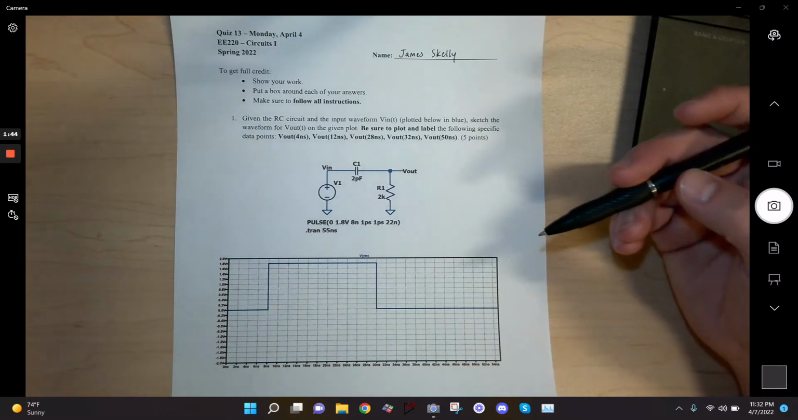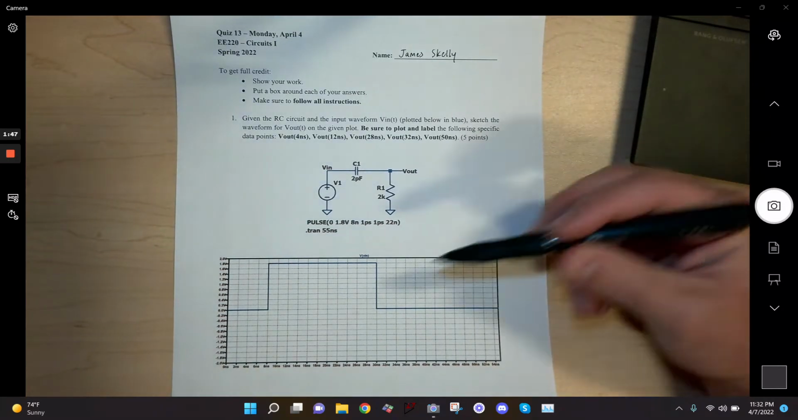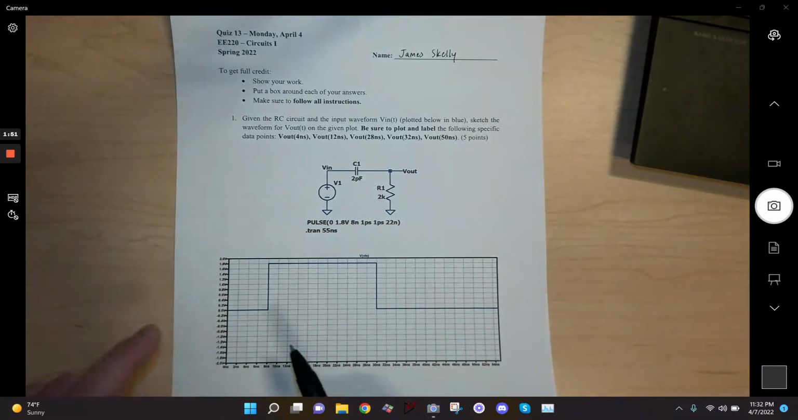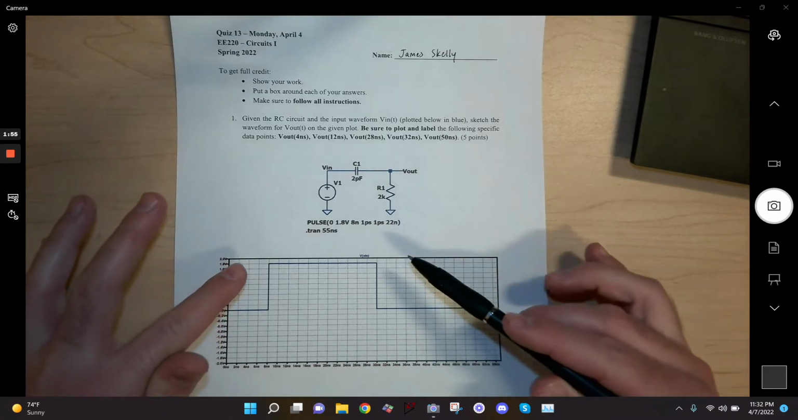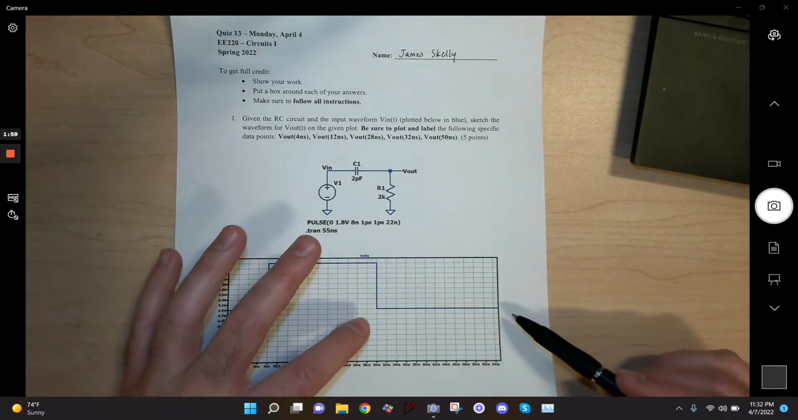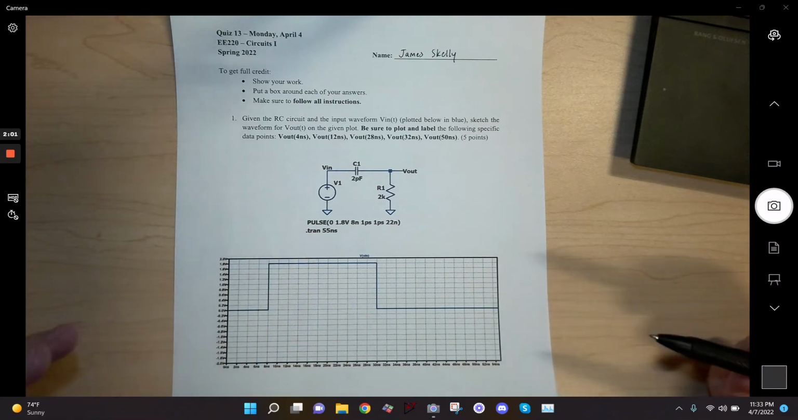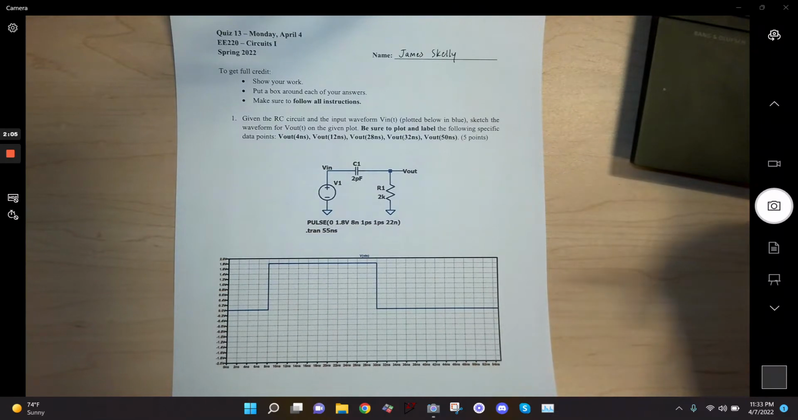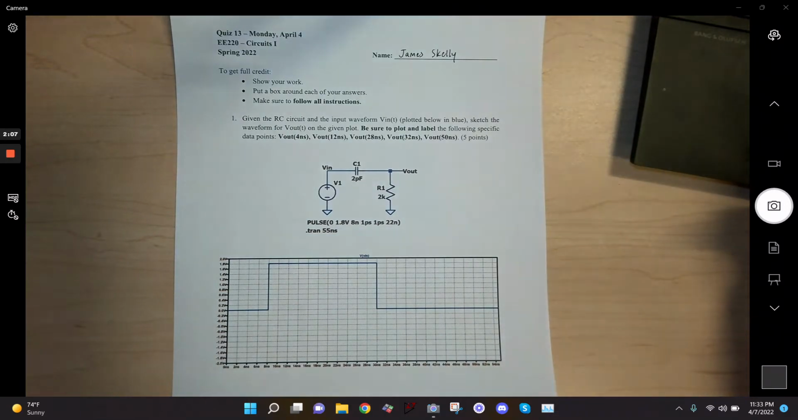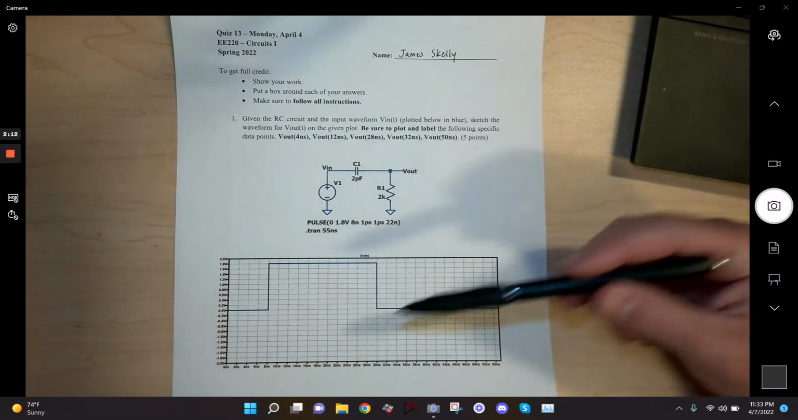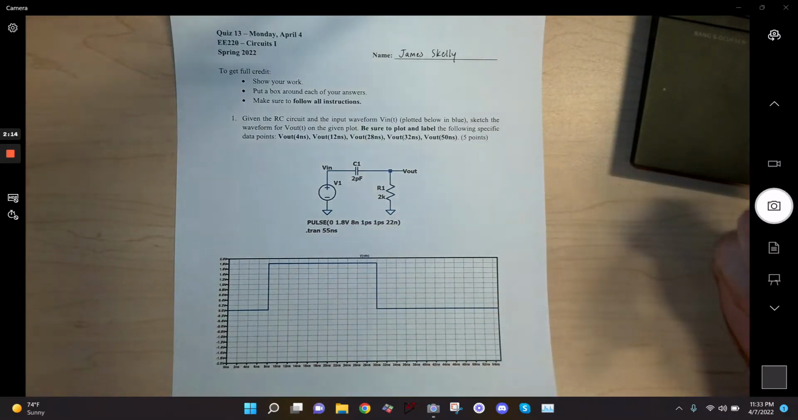Okay, so the first thing to note is that there are 3 distinct time periods here. There's a time period before it pulses high. There's a time period after it pulses high but hasn't gone low yet, and then the time period after it pulses low. And we're going to have 3 different segments or pieces to our piecewise equation for this output waveform, because the behavior is going to change each time the input changes.